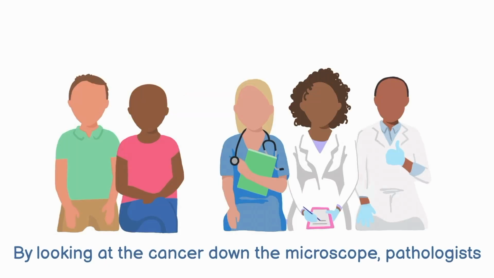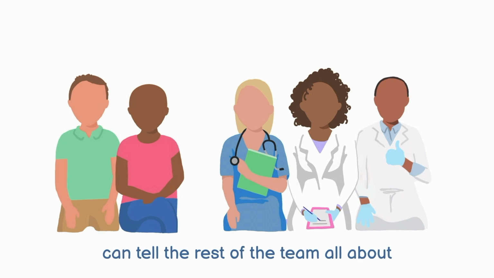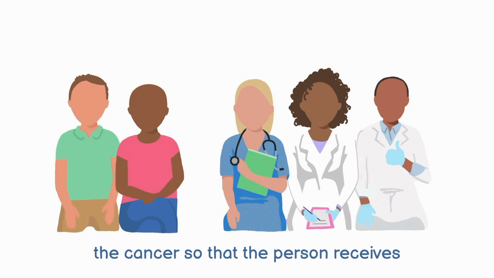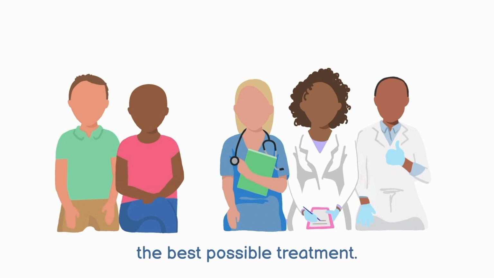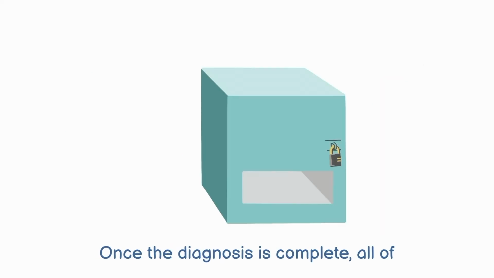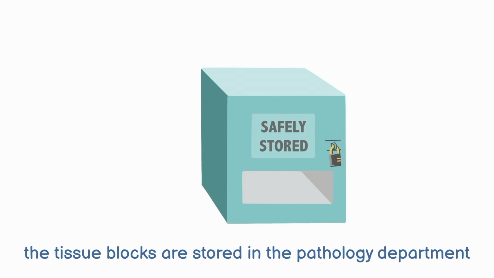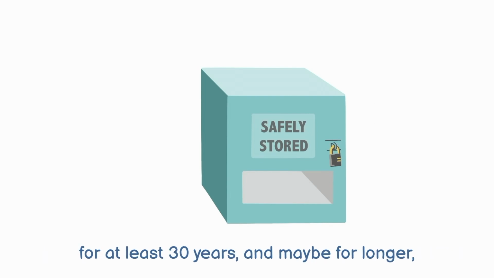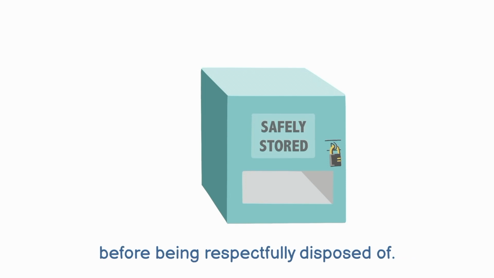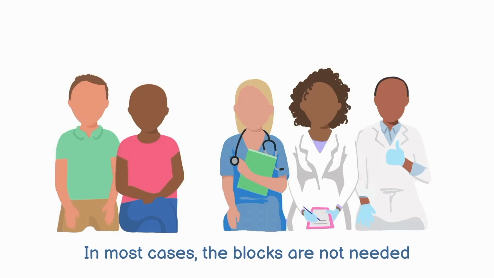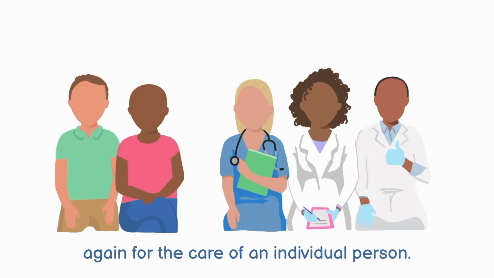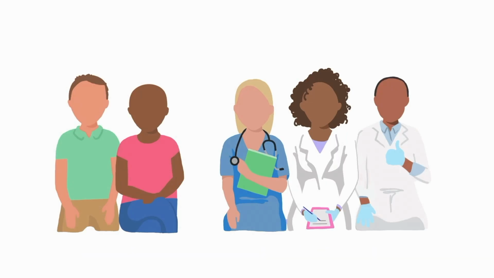By looking at the cancer down the microscope, pathologists can tell the rest of the team all about the cancer so that the person receives the best possible treatment. Once the diagnosis is complete, all of the tissue blocks are stored in the pathology department for at least 30 years, and maybe for longer, before being respectfully disposed of. In most cases, the blocks are not needed again for the care of an individual person.